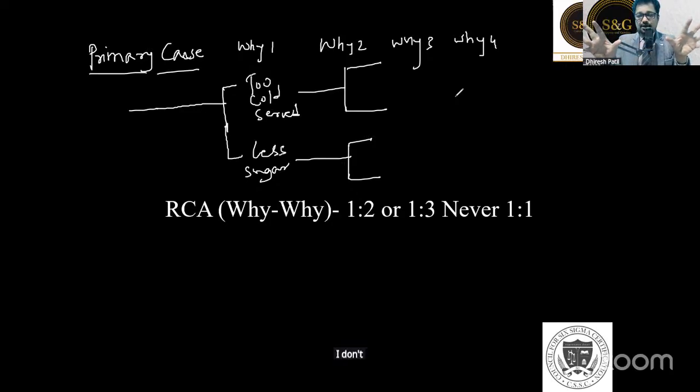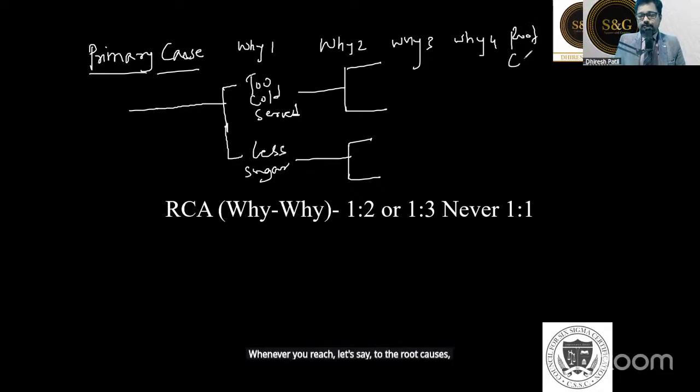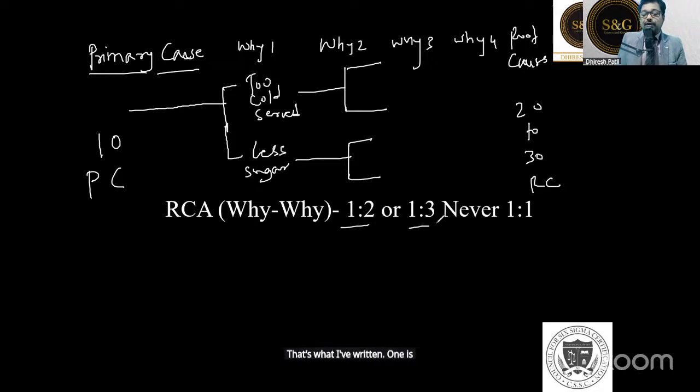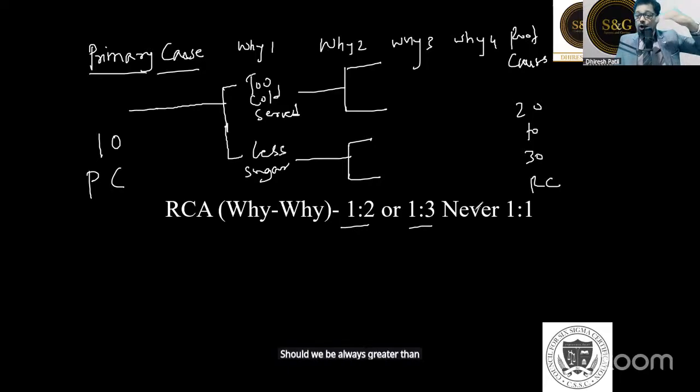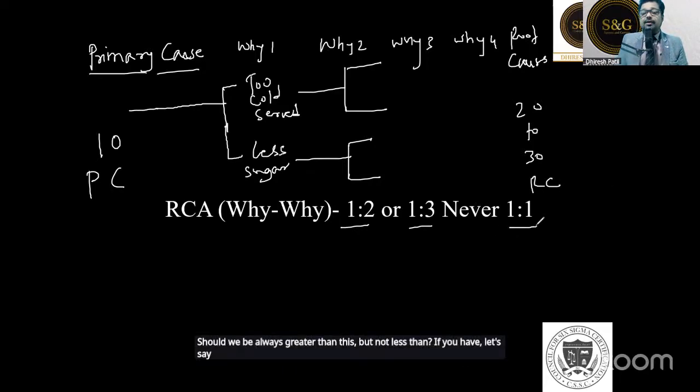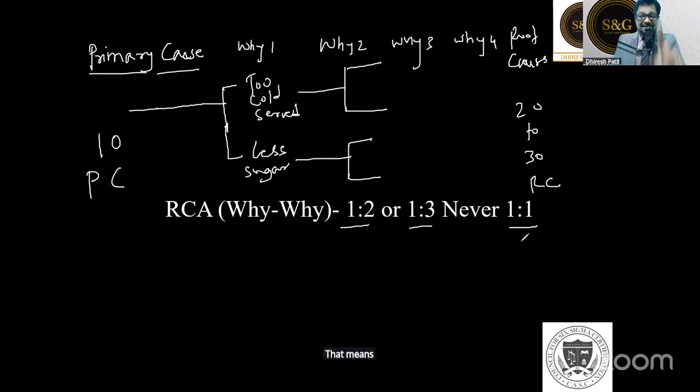Are you understanding? So whenever you reach the root causes, imagine you have 10 primary causes, PC meaning primary causes. You should have at least 20 to 30 root causes. That's what I've written. 1:2 or 1:3, at least we should have. It should always be greater than this, but not less. If you have 1:1, that means you have missed out on a lot of root causes, a lot of branches.